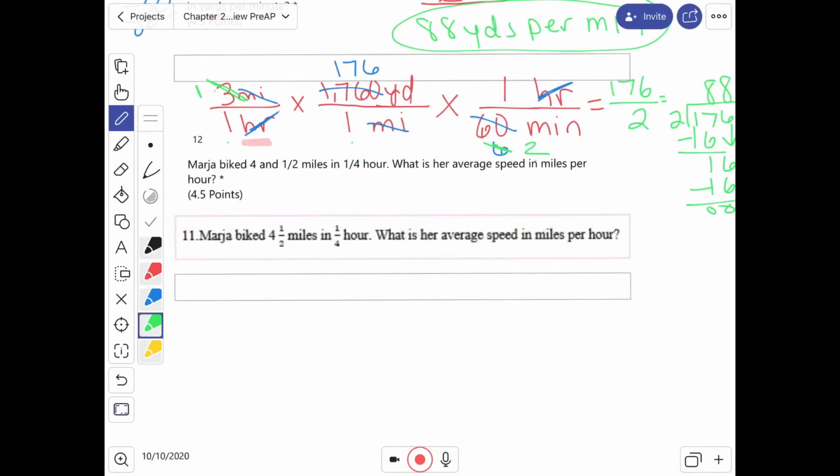The next question. Marja biked 4.5 miles in 1/4 hour. What is her average speed in miles per hour? Well, they did kind of give you in miles per quarter hour. So 4.5 miles and 1/4 is 0.25. So 4.5 miles to a quarter hour. And we want to change that to 1 hour.